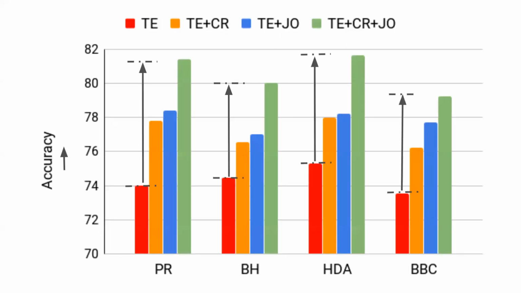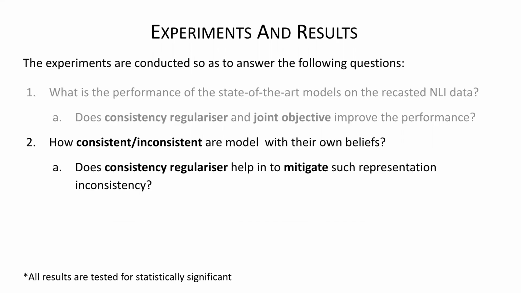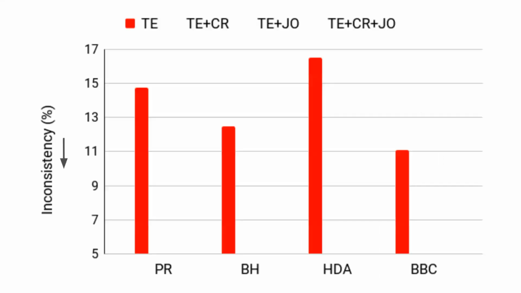But when we combine both consistency, direct regularization plus the joint training, we get a huge improvement in textual entailment. Furthermore, we want to see, okay, it's accurate, but is the model also consistent with its own beliefs in the pairwise settings? So we basically check whether the consistency is required, and whether joint training can really help in mitigating inconsistency. And the answer is yes.